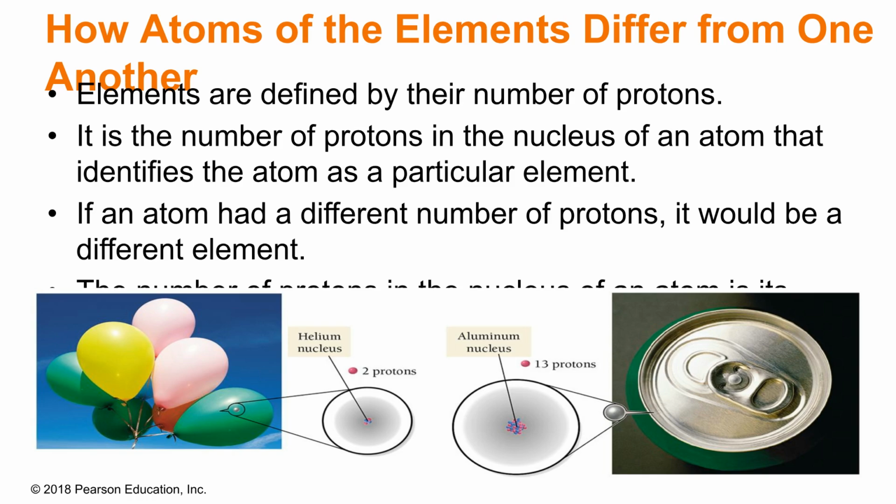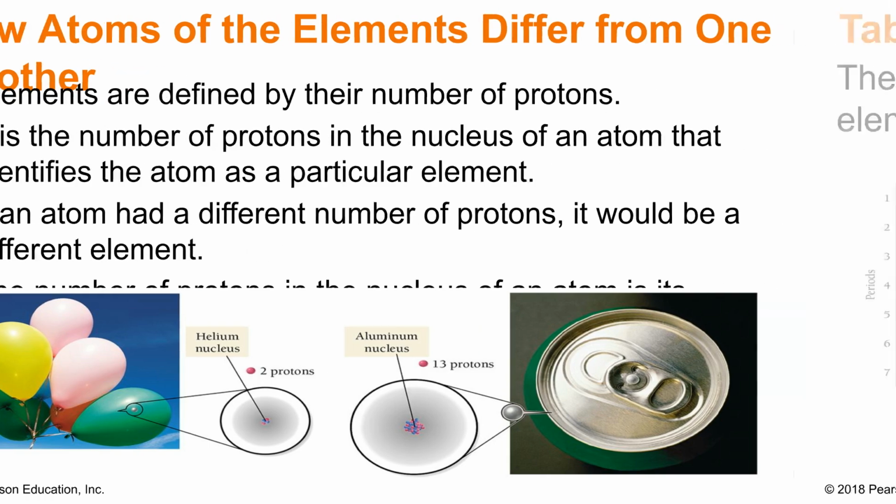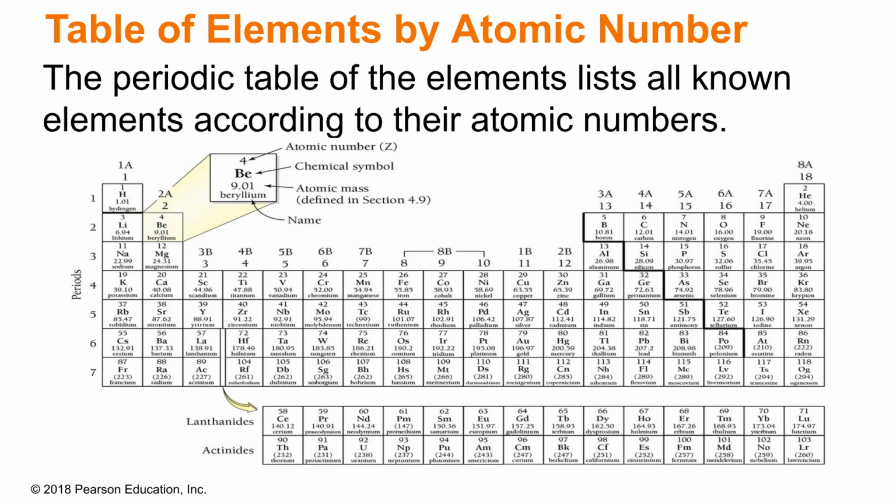Elements are defined by the number of protons in their nucleus, which is called the atomic number, represented by the symbol Z. This number determines the identity of the atom. The periodic table is organized by these atomic numbers, listing all known elements in a structured format.